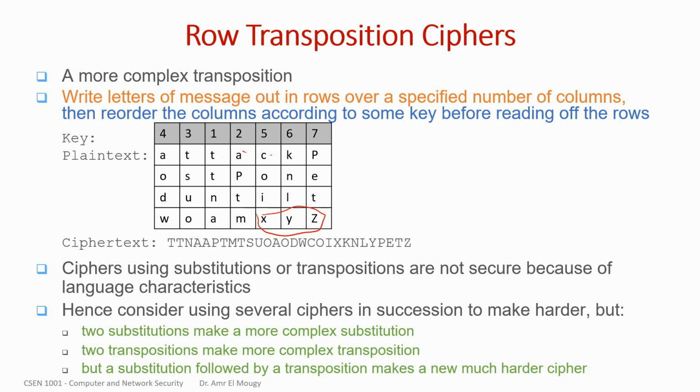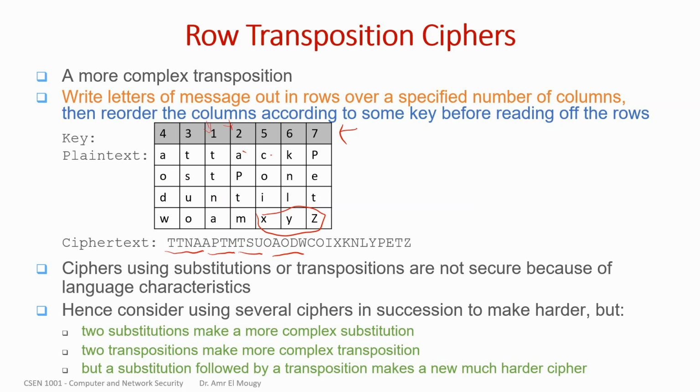And then the way you actually generate the ciphertext is that you have a key, and the key is just a sequence of numbers. So this is actually the key 4312567. You wrote the plaintext as rows, you read them as columns, starting with the columns in ascending order. So you go to the column marked 1, you read that column, TTNA. Then you go to the column marked 2, it is APTM. So these are the next 4 letters. 3, that's TSUO, and then 4, AODW, and so on. So you write the plaintext in rows and you read them in columns according to the key.